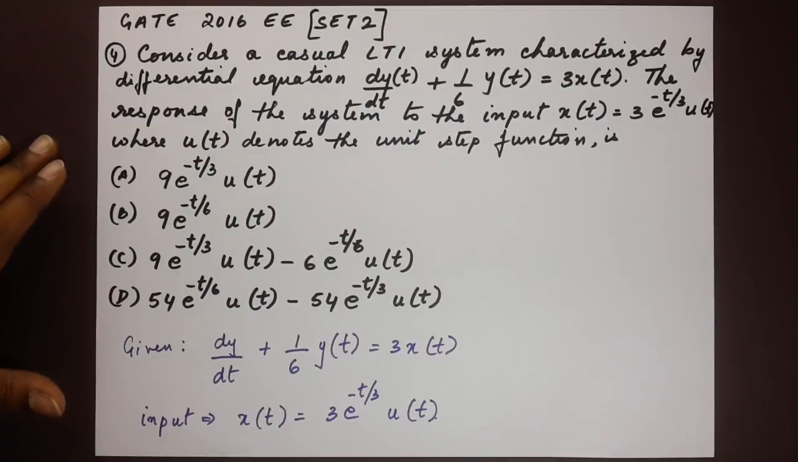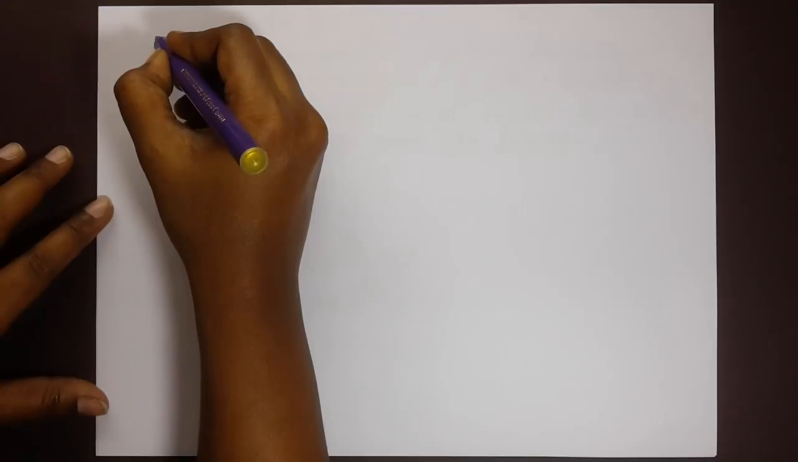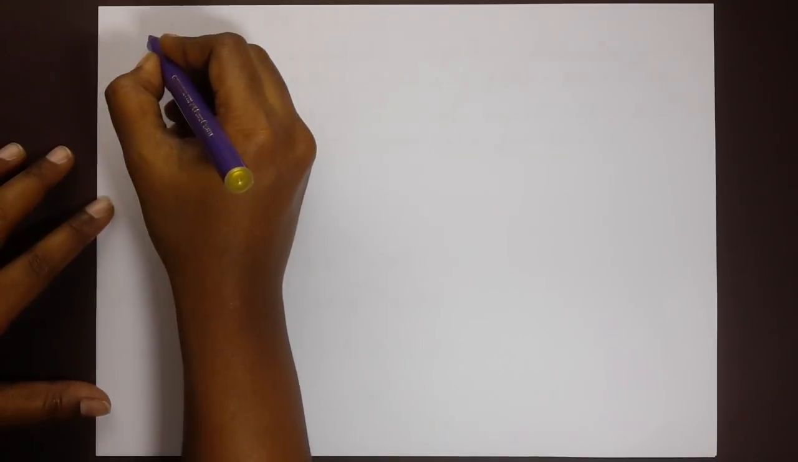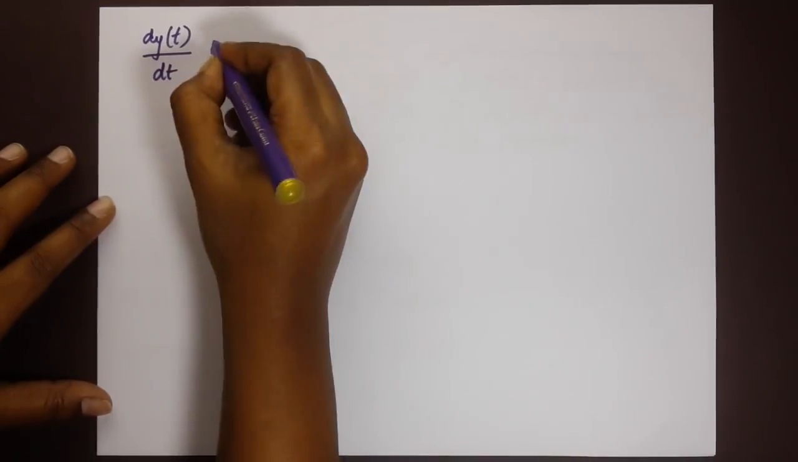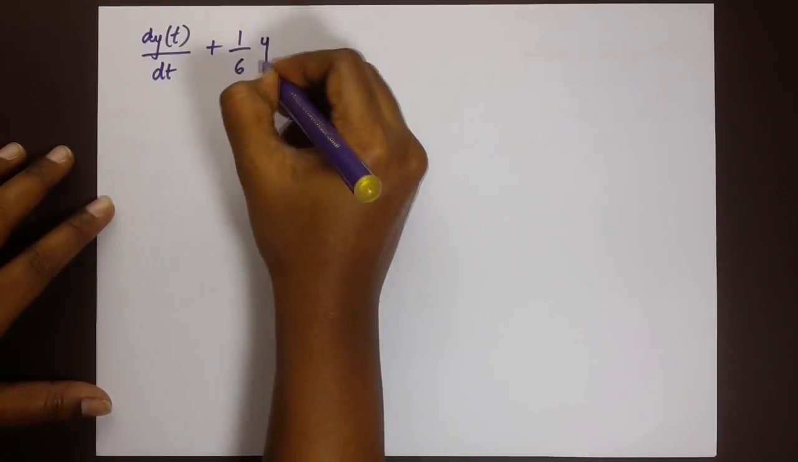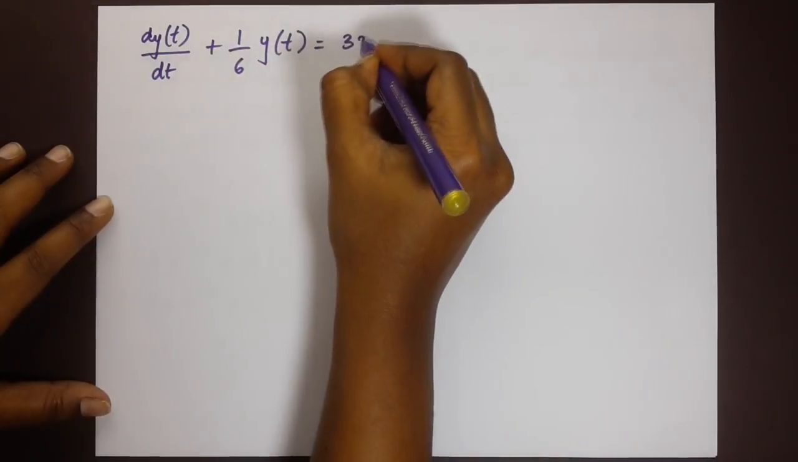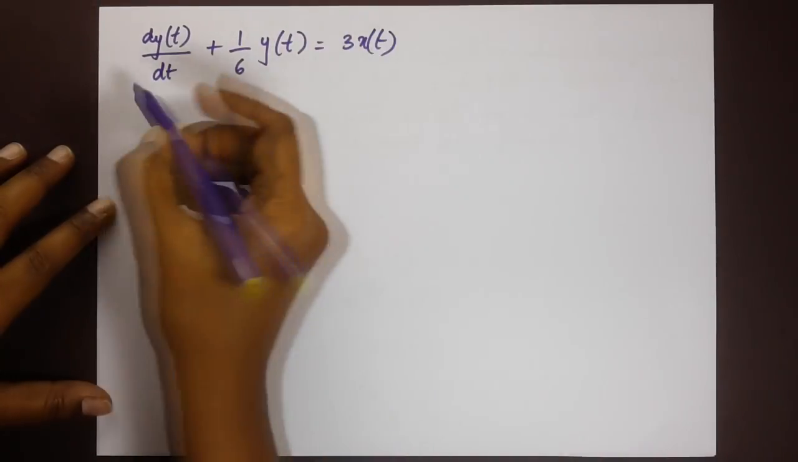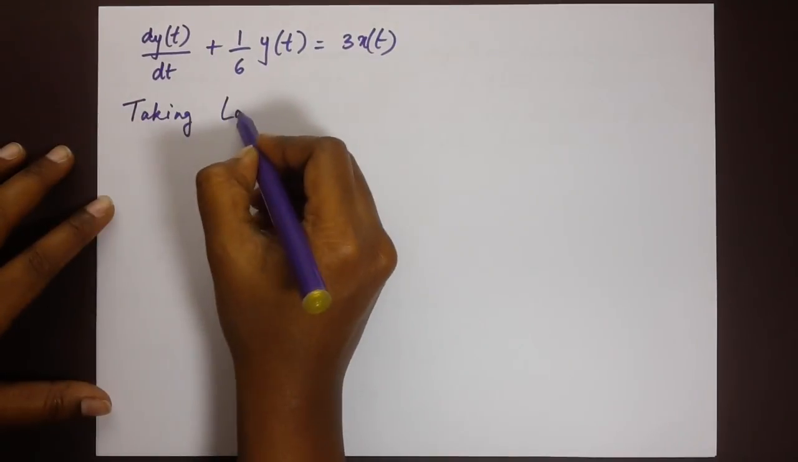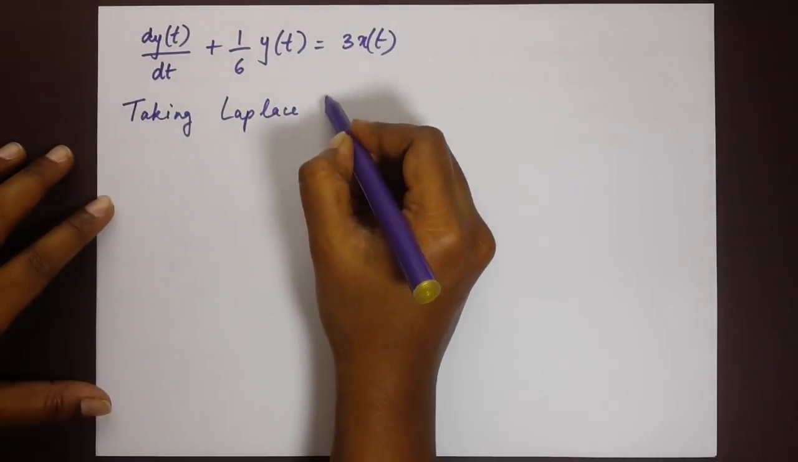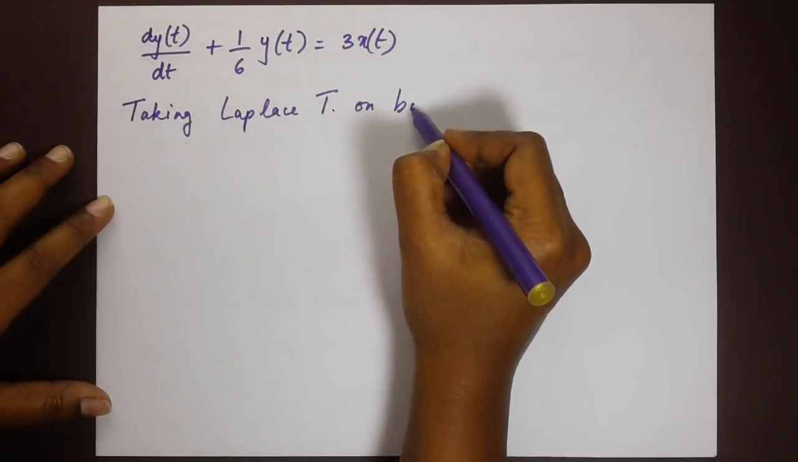So let's do that. I'll just take another sheet of paper and we'll begin. Alright, so we have our equation. Let's start with the equation given to us: dy(t)/dt + (1/6) y(t) = 3x(t). So let's take Laplace on both sides.